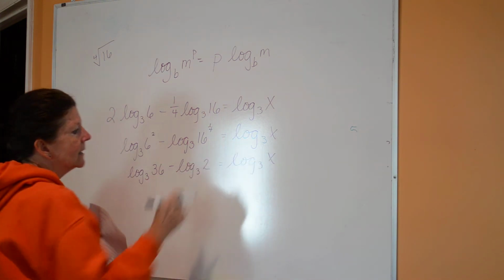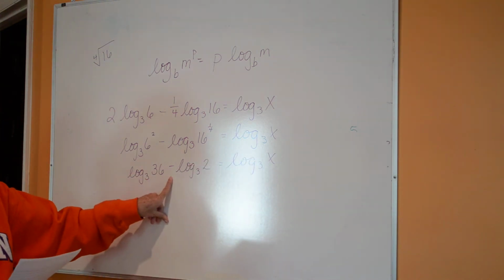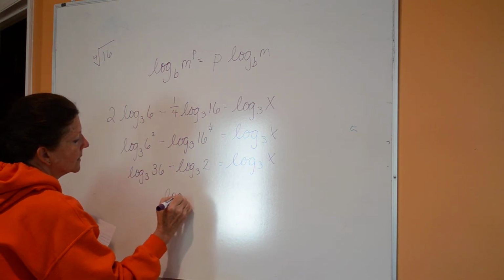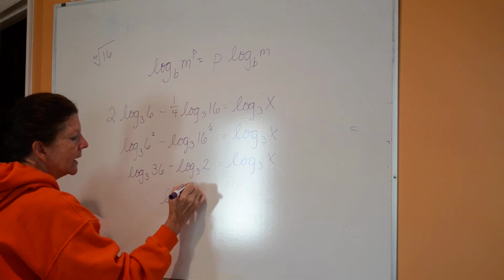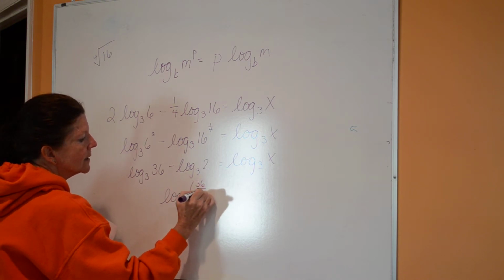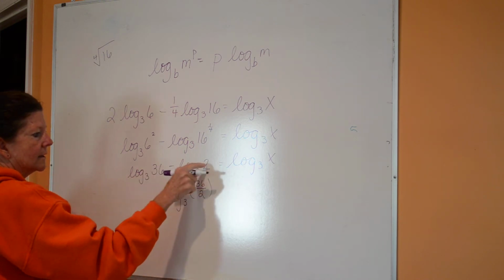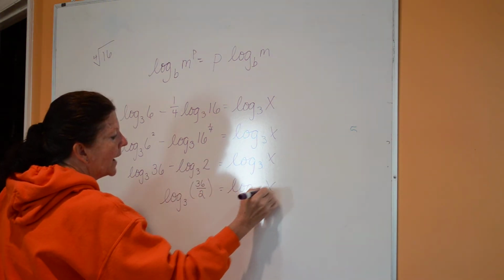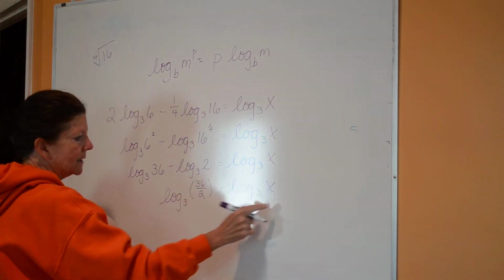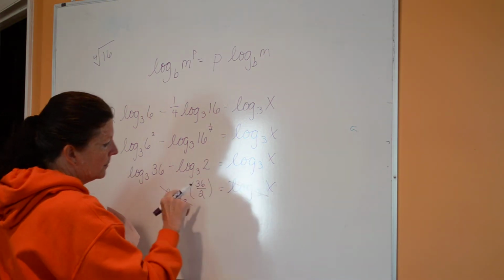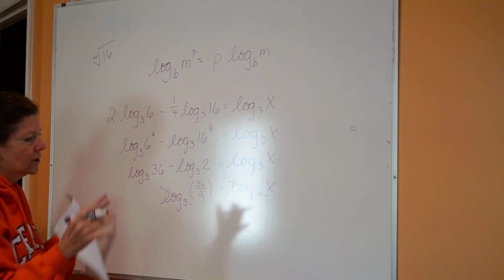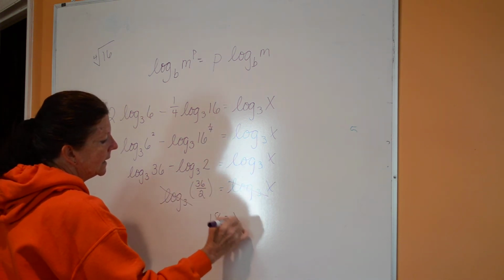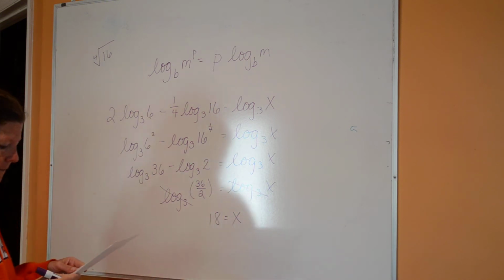Now notice I haven't done anything to that over there. Now this is subtraction, so it's the same thing as division. So I can rewrite this as the log base 3 of 36 divided by 2. This divided by this is equal to the log base 3 of x. Well, notice I'm down to a log base 3 and a log base 3. I'm not adding anything to it. Those are just the simple terms. So I find out, and of course that's equal to 18. That's what x is.